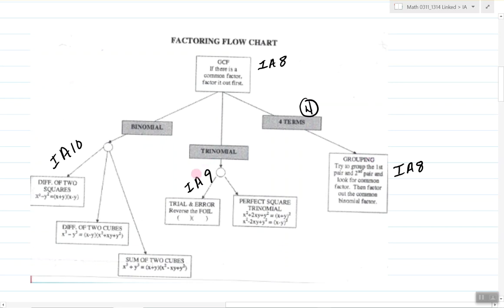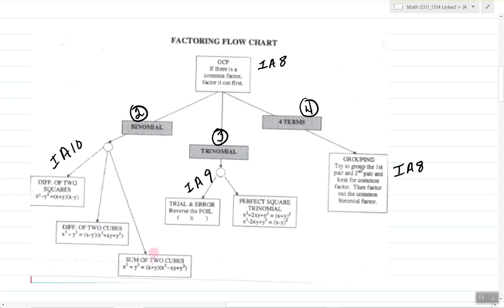In the next lesson, in IA9, we talked about factoring trinomials with 3 terms, and we spent most of the lesson on trial and error, but we did also talk about perfect square trinomials. Finally, in our last lesson, we talked about factoring binomials with 2 terms. We saw difference of squares, difference of cubes, and sum of cubes.